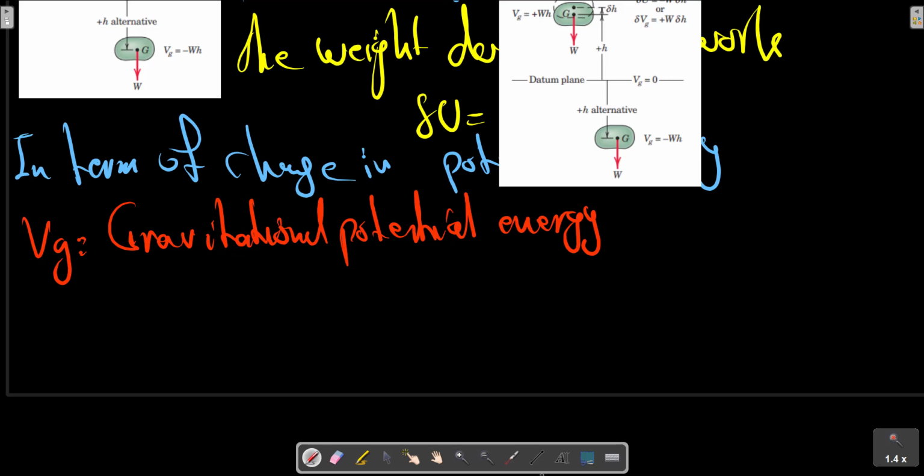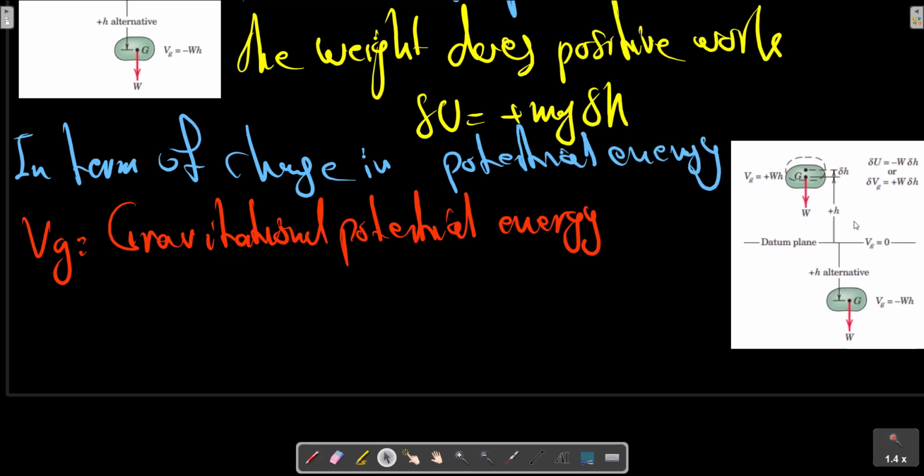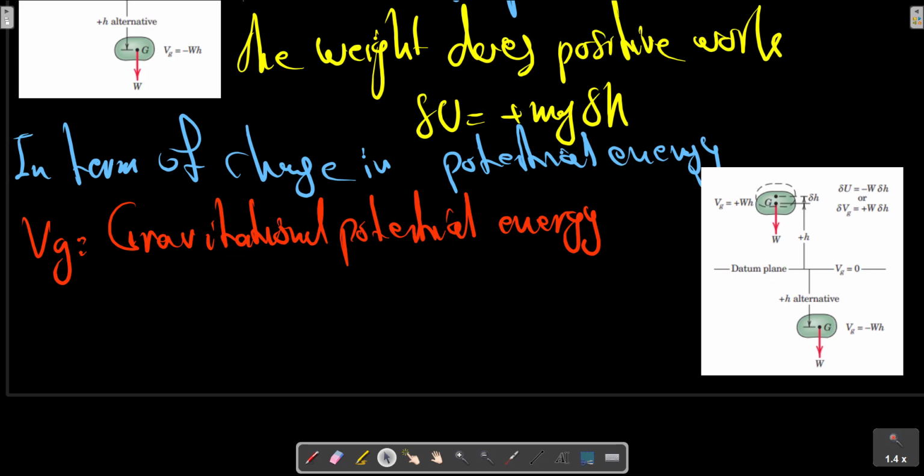Again, the gravitational potential energy is plus W, where the datum plane, which is W equals 0, is here, and any change in direction gives us a potential stored energy in the weight. When the body is raised, for example, the work done is converted into energy which is potentially available, since the body can do work on some other bodies as it returns to the original lower position.